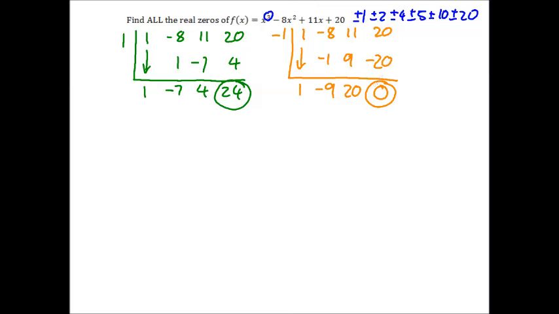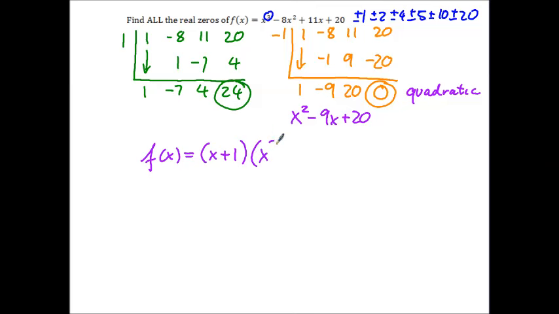And we now have turned what used to be a cubic function into a quadratic function. And the quadratic function we have now, using our coefficients, is 1x squared minus 9x plus 20. And we already found one of our factors, so let's see what we have up to this point. F of x is equal to x, and here we have to change the sign, right? Because negative 1 is a 0, so our factor is x plus 1 times x squared minus 9x plus 20. And this trinomial in the back we now have to use to find the other zeros.